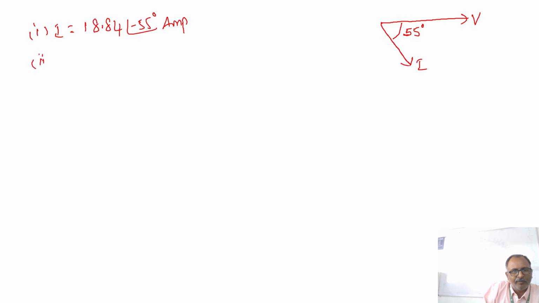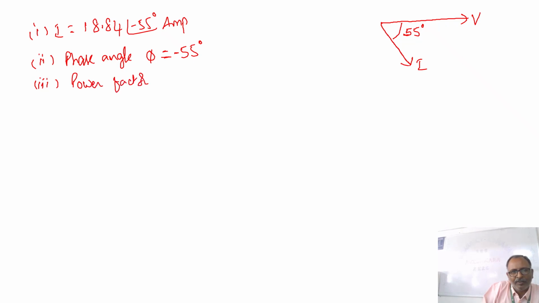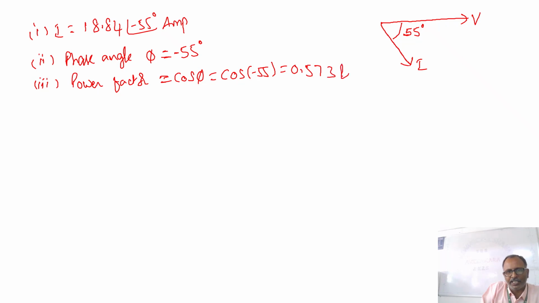Second one, phase angle. The phase angle phi equals 55 degrees, or since the current is lagging, you can take it as minus 55 degrees. And the third question is power factor. Power factor is given by cos phi, cos of minus 55, which is equal to 0.573. As the current is lagging, the power factor is lagging.